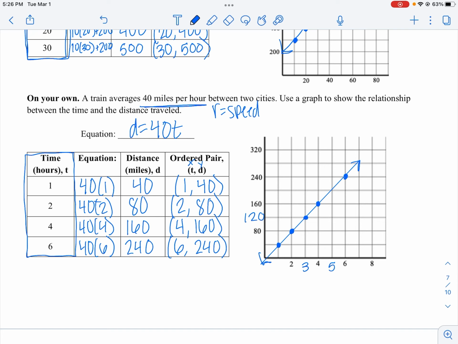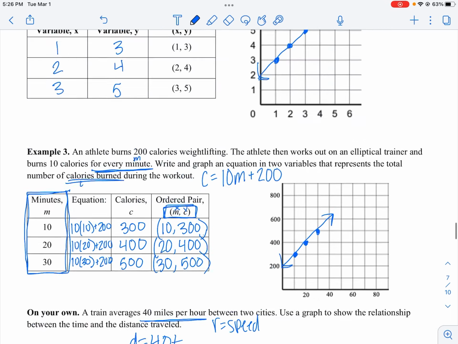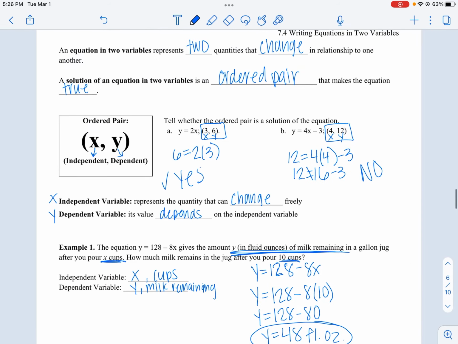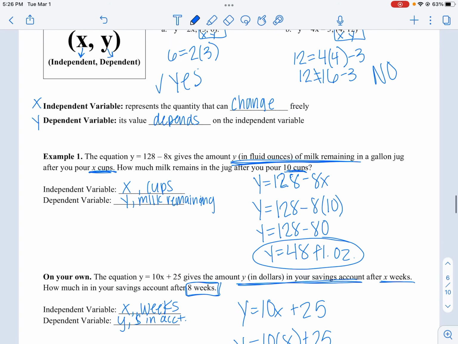At 5 hours, we go 200 miles. Okay, so you could keep doing that if you wanted. You can find it at any point in time. Okay? Remember, X is your independent variable and Y is your dependent. That's going to be important on the homework. Okay, you can email me if you guys have any questions.